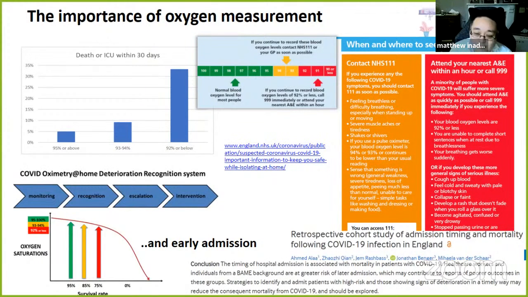Because what we know from the survival curves with oxygen saturations is it's only a small amount of percentage points that lead to a great deal of difference in terms of mortality, emergency admissions, and intensive care admission rates. Next slide, please.